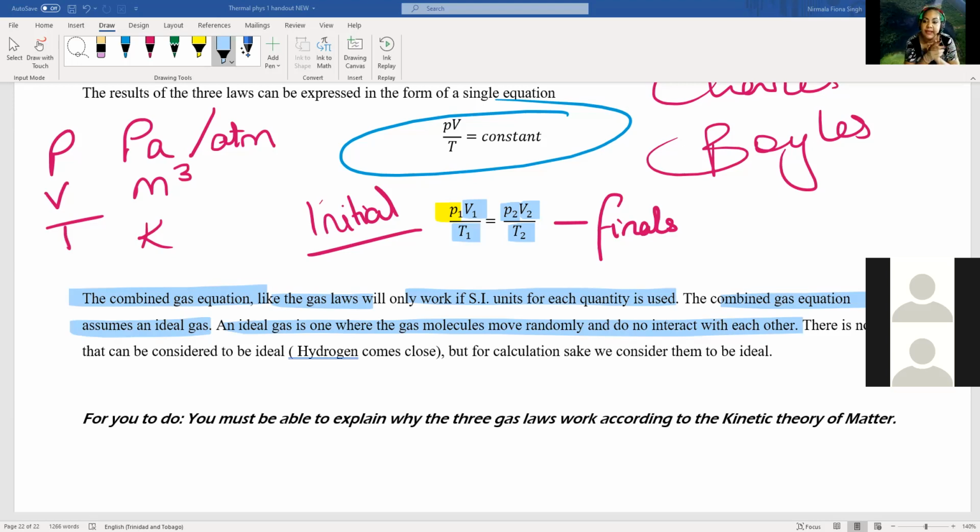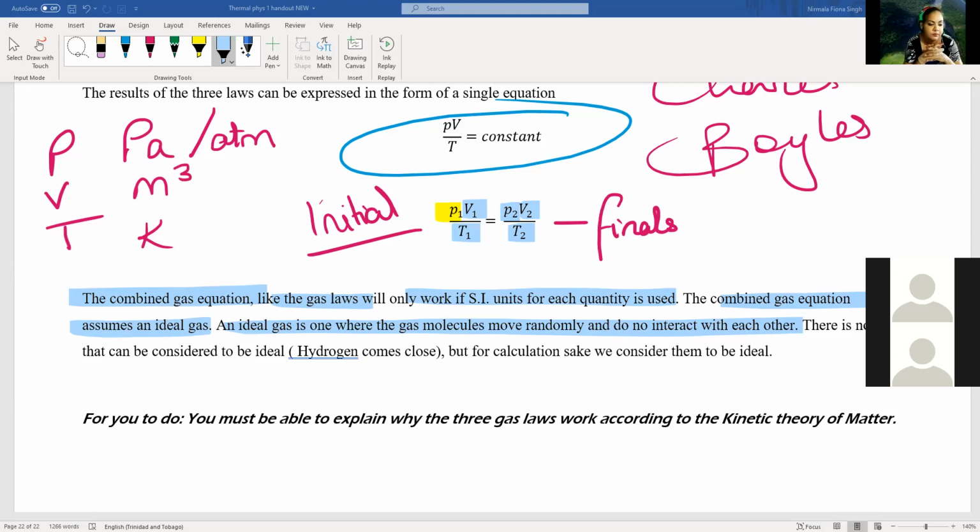So we use an ideal gas, and you all should know what an ideal gas is. An ideal gas is one where the gas molecules move about randomly and do not interact with each other. That doesn't happen in the real world because our gases are combinations of gases. Air is a combination of gases. We have nitrogen, oxygen, carbon dioxide, water vapor, and a whole bunch of other inert gases and greenhouse gases in it.